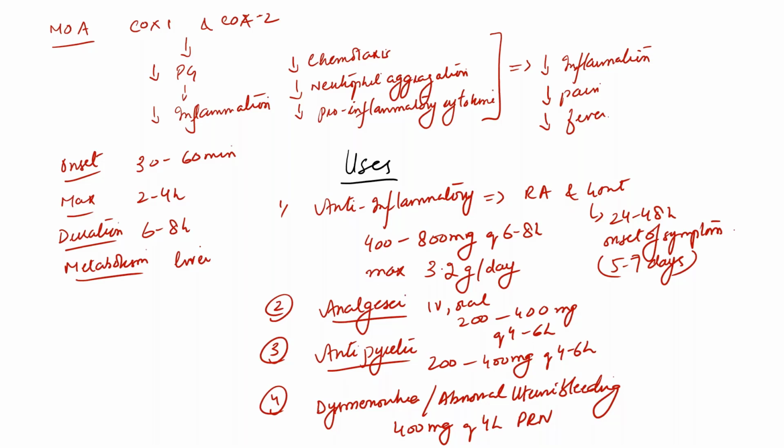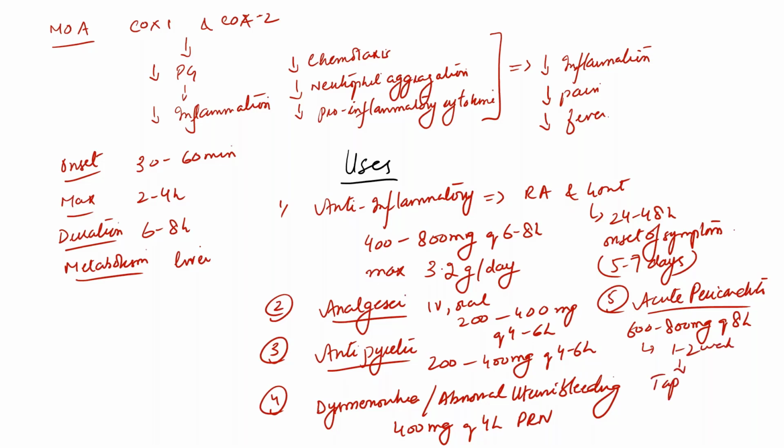The next use is for the treatment of acute pericarditis. It is usually used in a taper dose. So you can use 600 to 800 milligrams every 8 hours, and you can use it for the first 1 to 2 weeks. And after that, you start to taper it down.